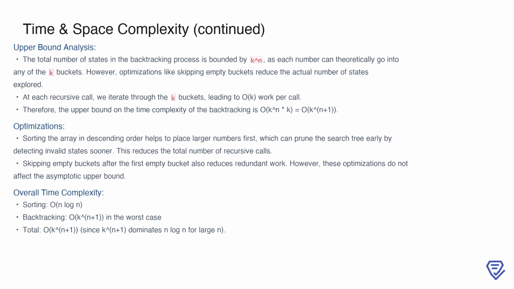However, optimizations such as skipping empty buckets and sorting the array in descending order help reduce the number of states actually explored. Sorting ensures that larger numbers are considered first, enabling the algorithm to reject invalid states earlier. Even with these optimizations, the asymptotic upper bound remains k^(n+1). When we combine the sorting step, which is n log n, with the backtracking, the overall time complexity is dominated by the exponential component, making it k^(n+1).